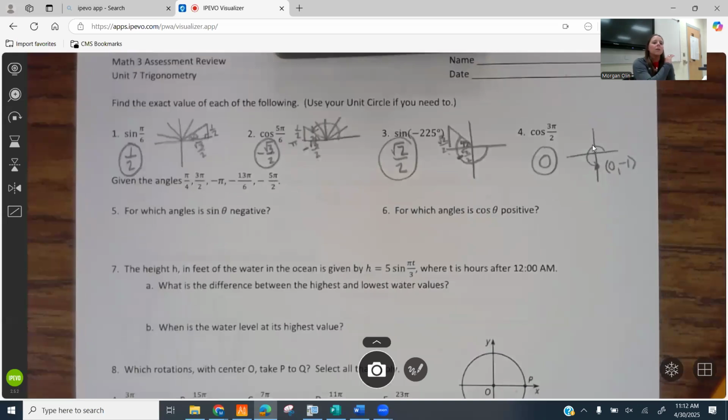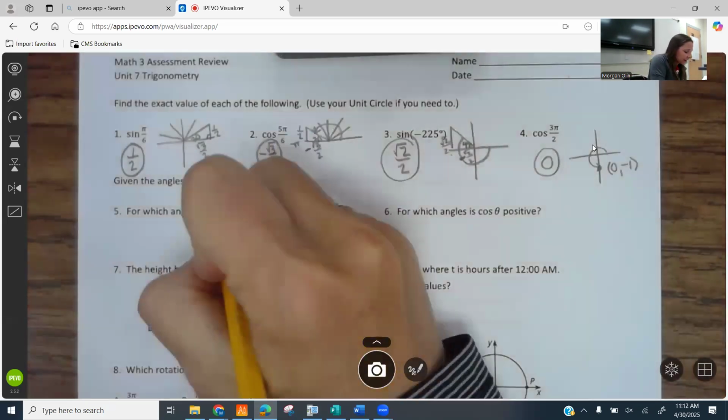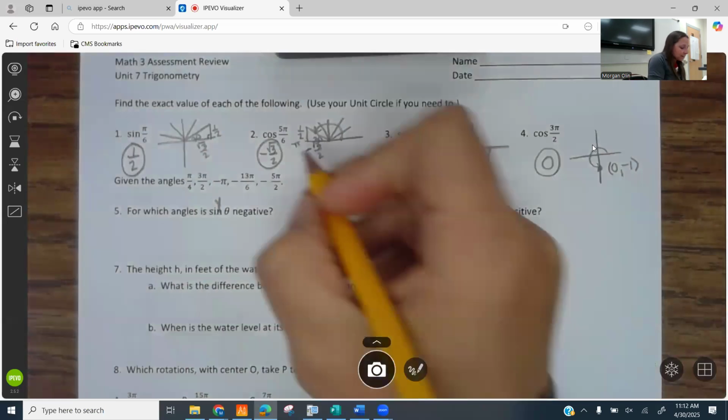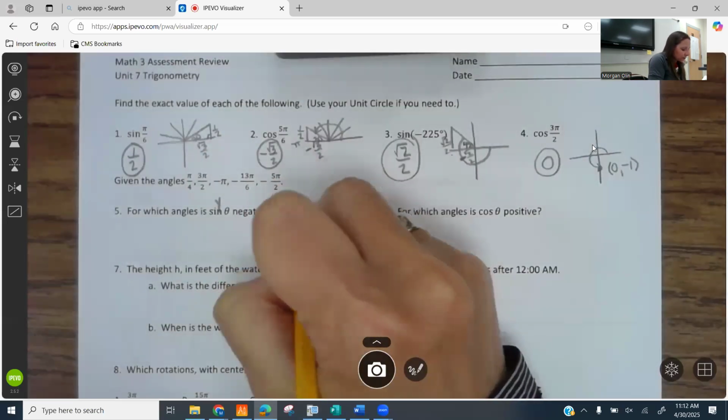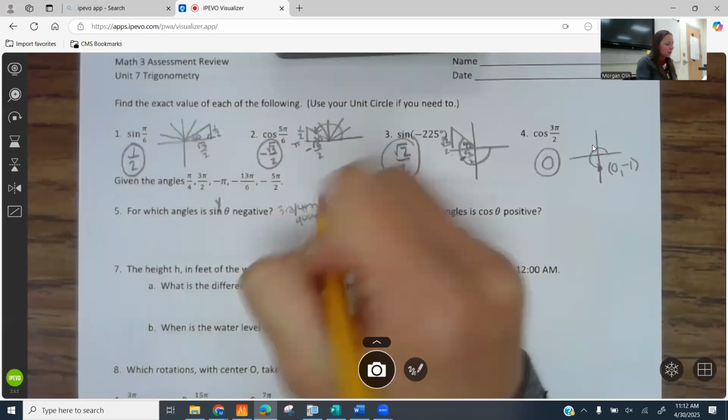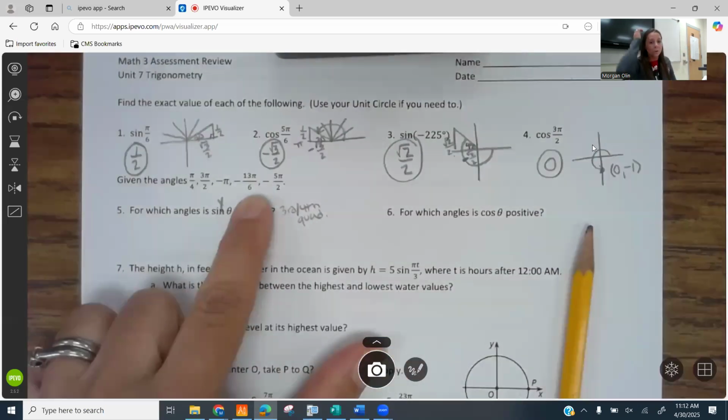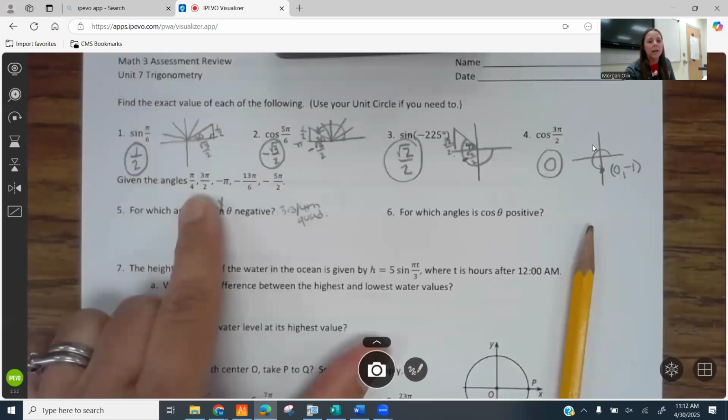Okay, now for which angles is sine negative? All right, well, where is sine negative? So think about where sine is negative. Sine is talking about y. Y is negative in the third and the fourth quadrant. So as long as these show up in the third and fourth quadrant, we're good. Okay, well, the ones that are positive are okay.